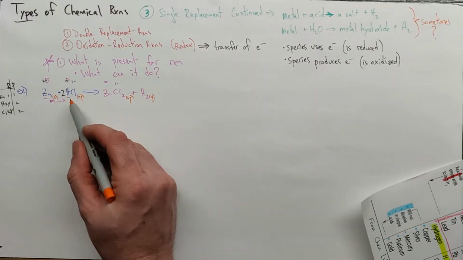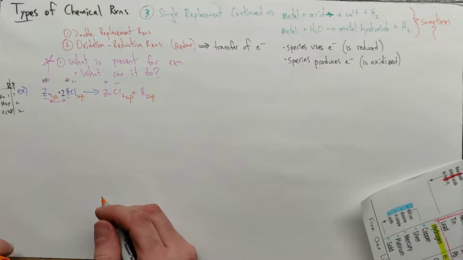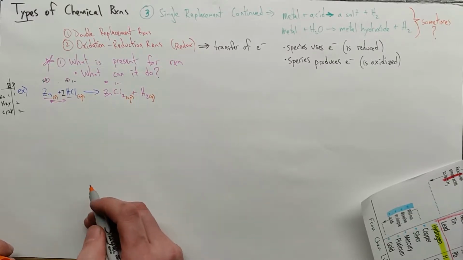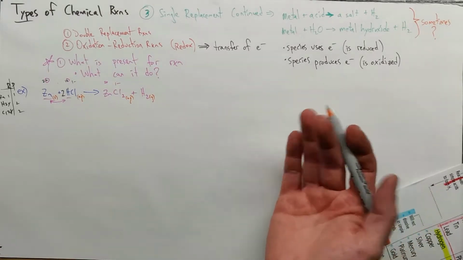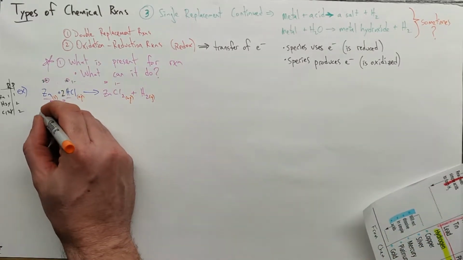And aqueous species, aqueous electrolytes, at least strong ones, don't exist as you see them, right? They dissociate. So zinc isn't part of the solution, it is zinc as we see it.